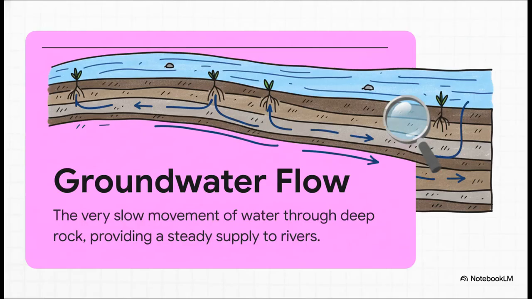Once that water makes its way down into these deep rock layers, it becomes part of this huge hidden reservoir called groundwater. Now, this water moves incredibly slowly. We're talking years, even decades, just to travel a short distance. But this groundwater flow is absolutely crucial. It's what feeds a constant, steady supply of water into our rivers, keeping them flowing even when it hasn't rained for weeks.